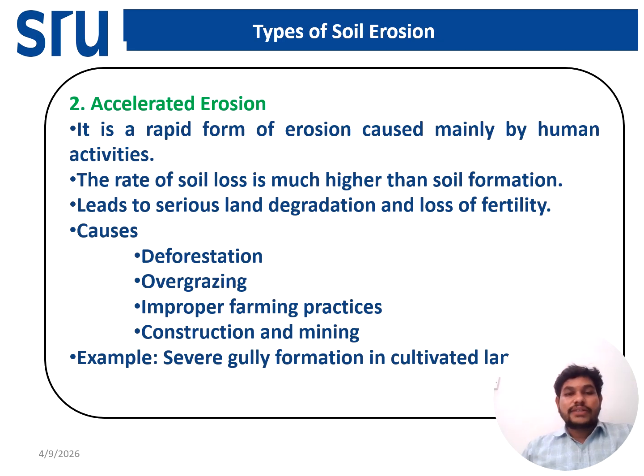Another type is accelerated erosion. This occurs due to the interference of humans. The major factors responsible for accelerated erosion are deforestation, overgrazing, improper farming practices, construction or mining. In this erosion, the rate of soil loss is higher compared to the normal erosion process. Because of this process, the soil fertility gets degraded and land degradation will also occur.